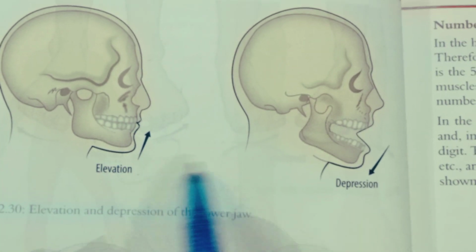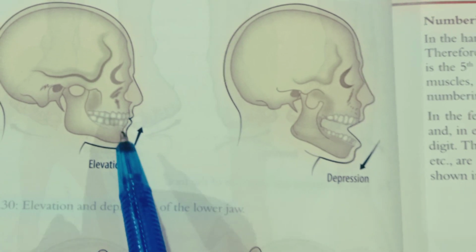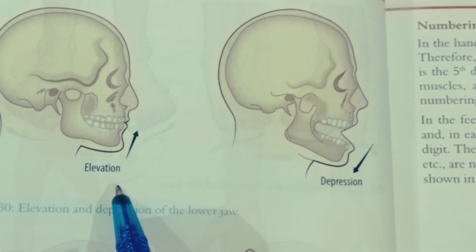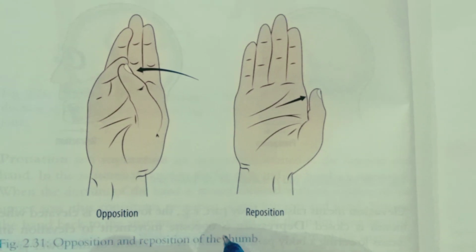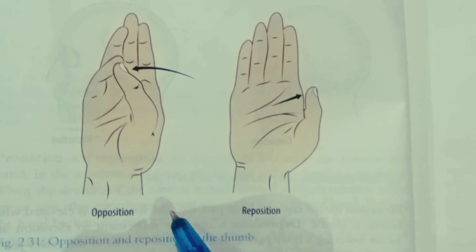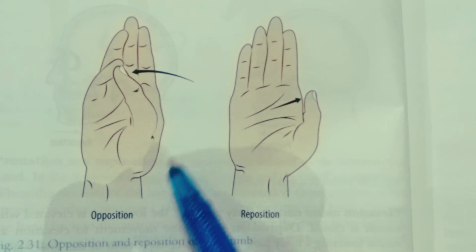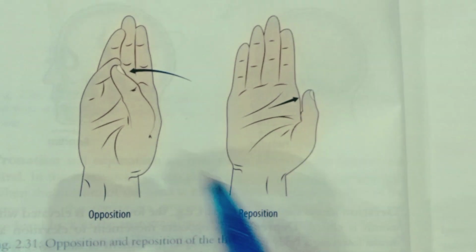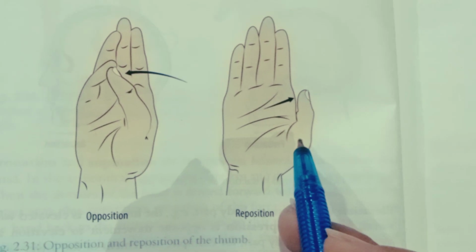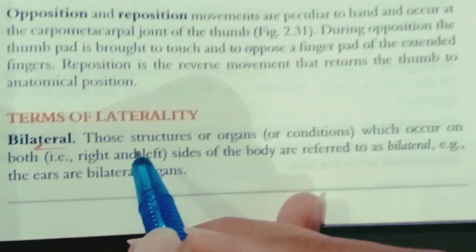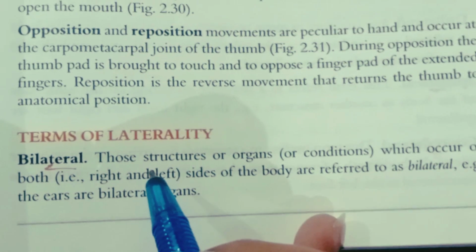And what is elevation and depression? Joining both your jaws together is elevation, and separating them is depression. This shows you opposition and reposition. Opposition means facing the other fingers with the thumb, and reposition means moving them backward to their original position. There are some terms of laterality.